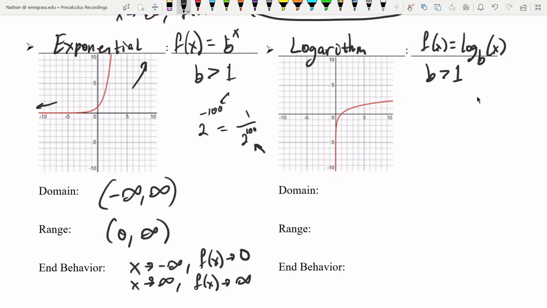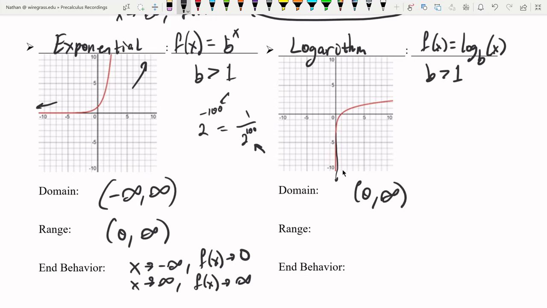This one also looks very similar. The domain, you can see it stops. It actually shoots downwards towards negative infinity here, and it never crosses this y-axis. It never touches it. So the domain is actually 0 to infinity.